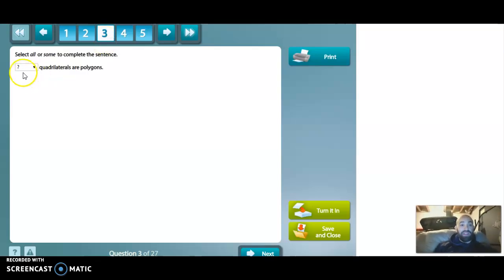Number 3, select all or some to complete the sentence. All quadrilaterals are polygons. Some quadrilaterals are polygons. So choose which one of those makes the most sense.